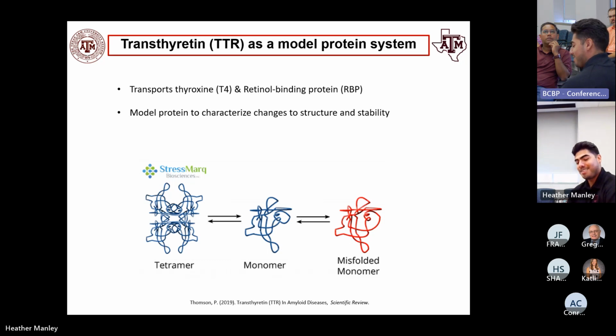So preliminary to the experiment of creating antibodies, I first took the experiment of studying TTR and studying its structure.